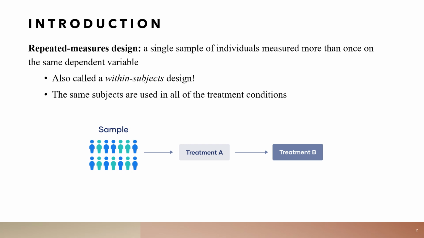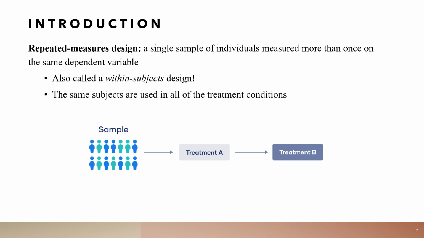When we have a repeated measures design, also called a within subjects design, we have a single sample of individuals measured more than once on the same dependent variable. So instead of comparing two different groups of people, we are comparing people to themselves. Each person is used in all of the treatment conditions.